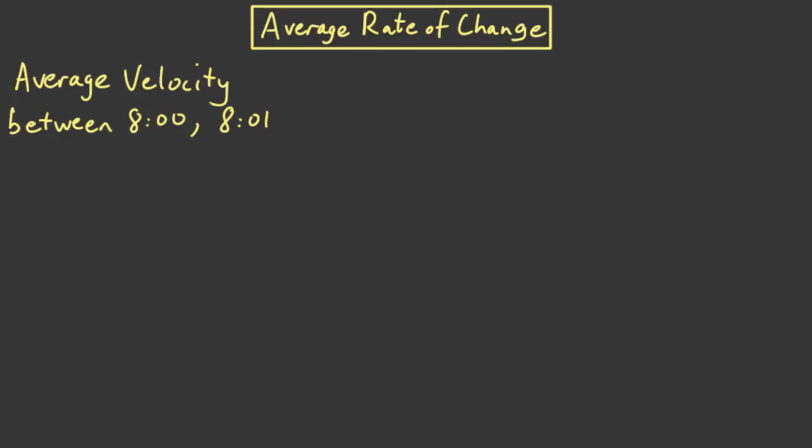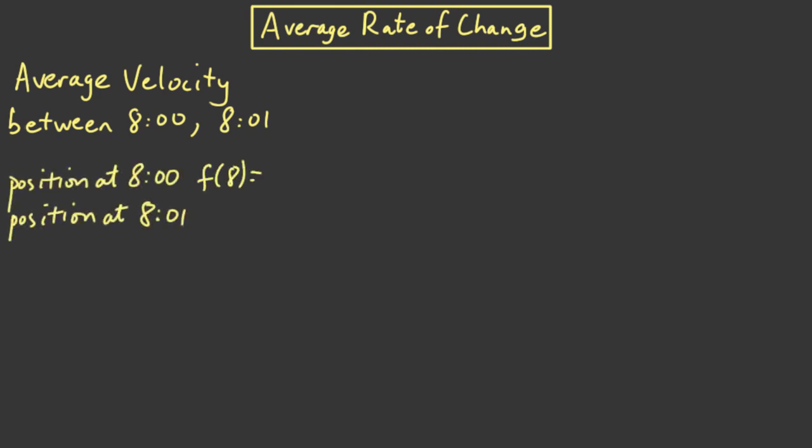We're looking for the average velocity of our car between 8 o'clock and 8:01. And we were told the positions of the car at those two times. So f, which is our position function, of 8 is 50 miles, and f of 8:01, or 8 plus 1 over 60, is 51 miles. And from that, hopefully you were able to determine what the average velocity during this 1 minute was.